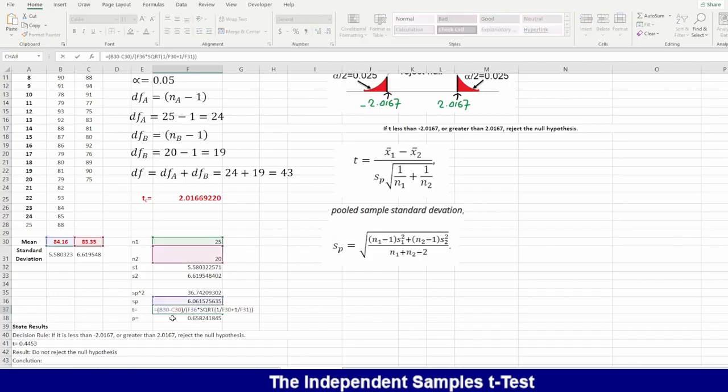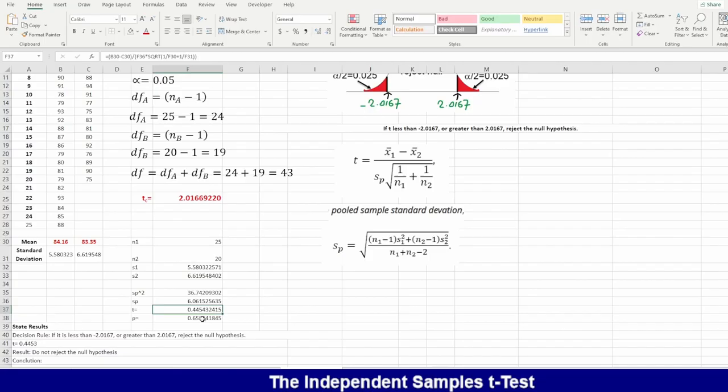Now we can see here, this is the first mean minus the second mean, divided by Sp. This is the Sp here, times the square root of 1 over n1 plus 1 over n2. And then after that, I will get 0.44.